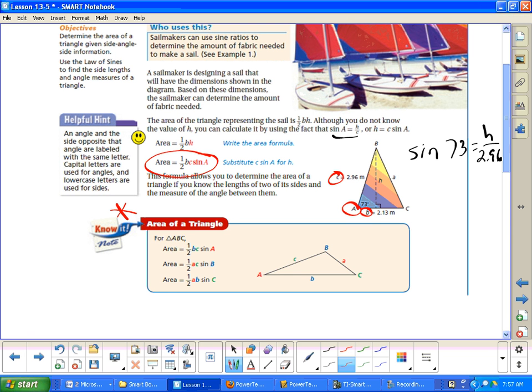So if I know angle A and sides B and C, I can do 1/2 B times C times the sine of A. If I know angle B and sides A and C, I can do it. If I know angle C and sides A and B, then we can use that formula to find the area of a triangle. So basically, if I know two sides and the included angle, as another way of putting it, and we'll talk about that more when we do the law of cosines, I can find the area of the triangle by using this formula.